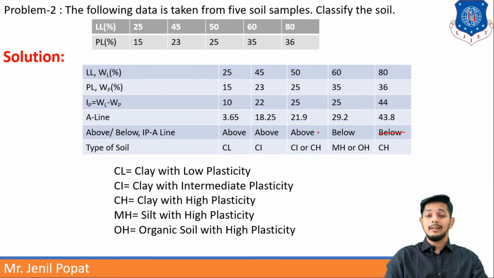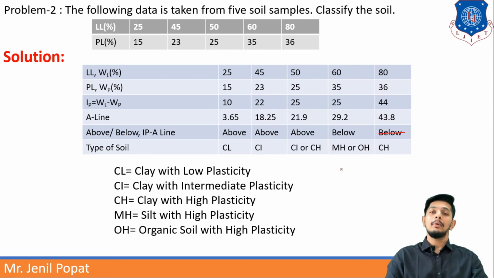Here in the third case, it has water content at liquid limit of 50%, so it is on the edge. So I have to take it as CI or CH. It can go in both cases. Now the liquid limit is 60% and it is going below, so I have to use MH or OH. And WL is 80 and it is going above, so I have to go with CH, clay with high plasticity.